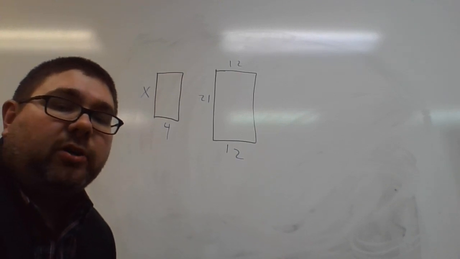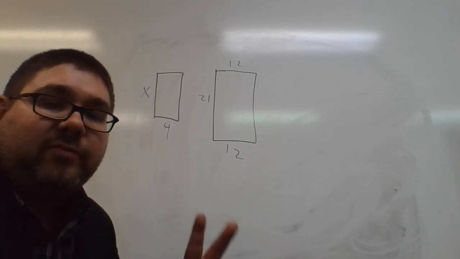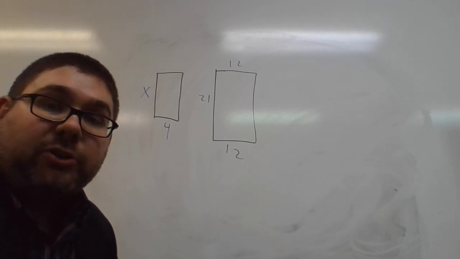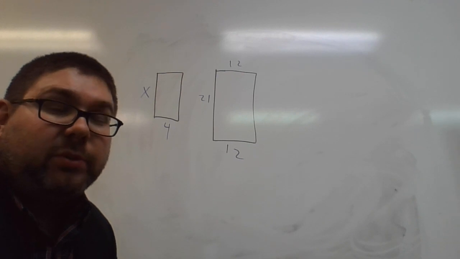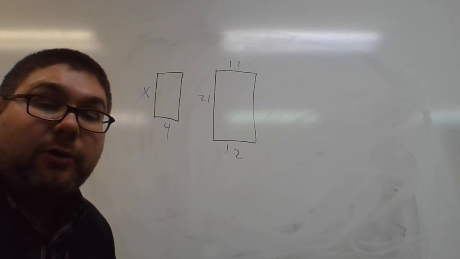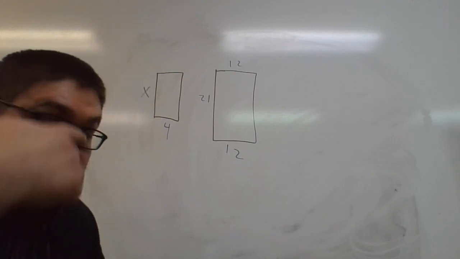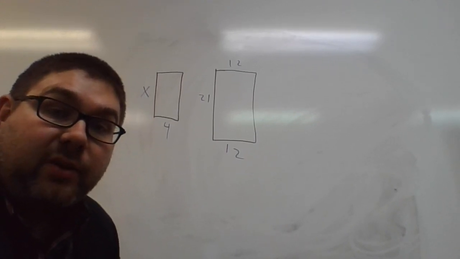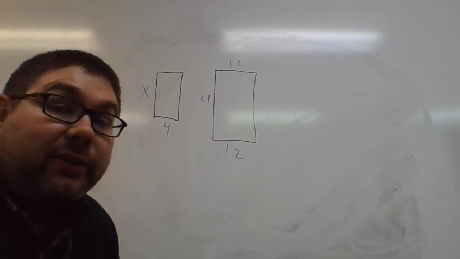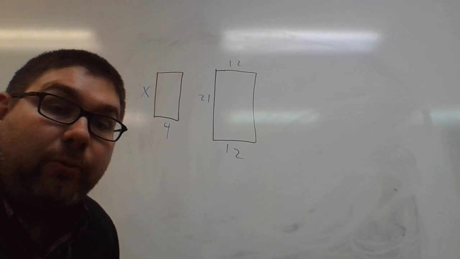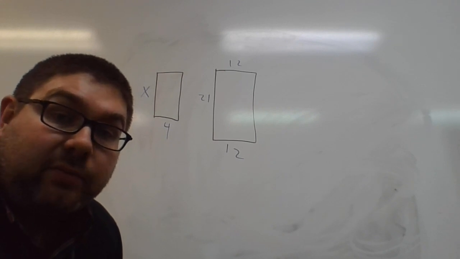Hey, this is Mr. Coker with my second video for my geometry class about proportions and similarity, or similarity and proportions, however you want to think of it. The last video I made had to do with finding scale factors. This one has to do with finding a missing side.